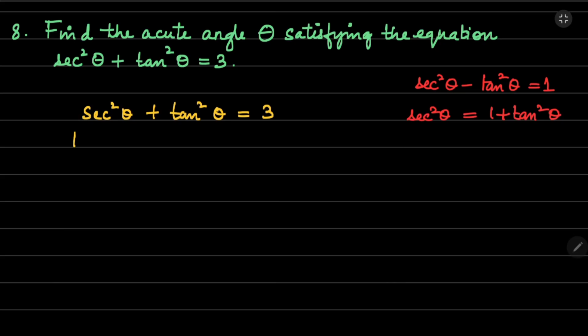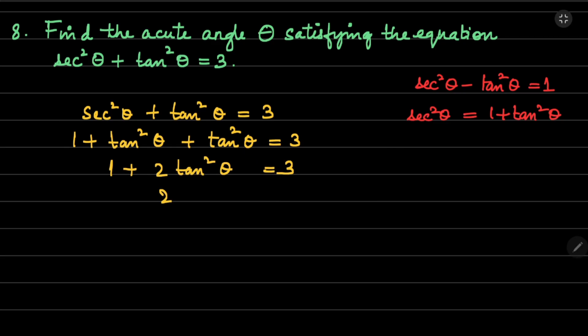Instead of secant square, I'll write it as 1 plus tan square theta plus, again you have a tan square theta in the question, equal to 3. So what is tan square theta plus tan square theta? It is 2 tan square theta is equal to 3. You just need to find the theta angle. So 2 tan square equal to 3 minus 1, which is 2. Therefore, tan square theta is equal to 2 by 2, which is 1.